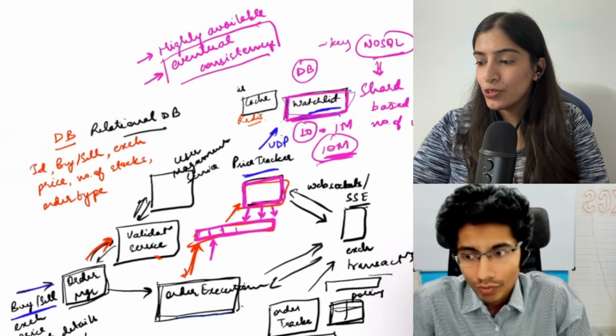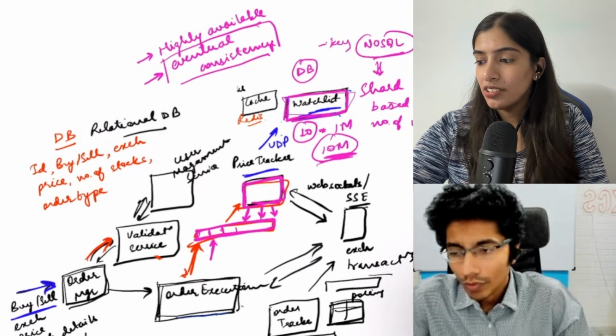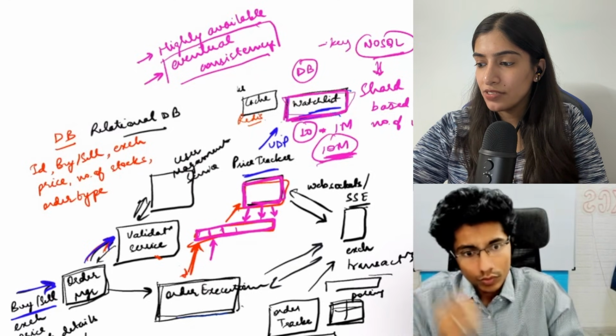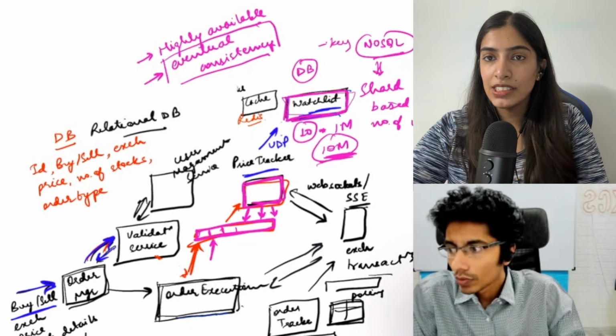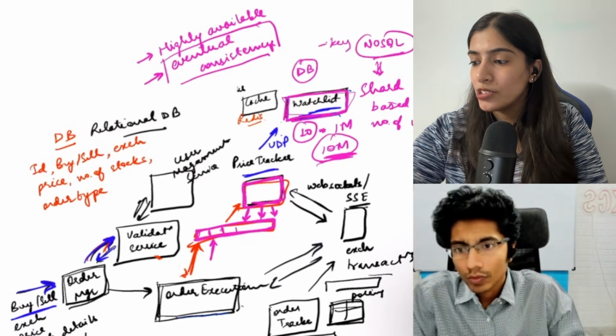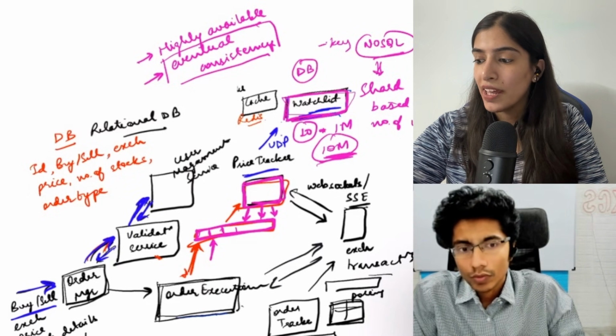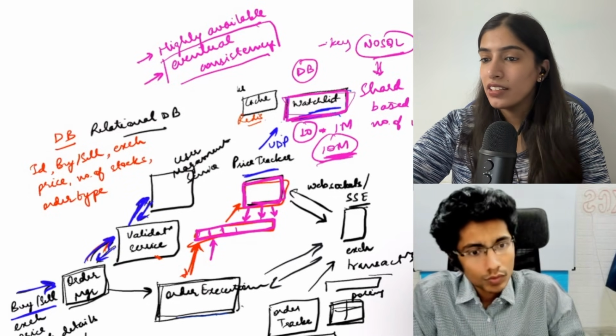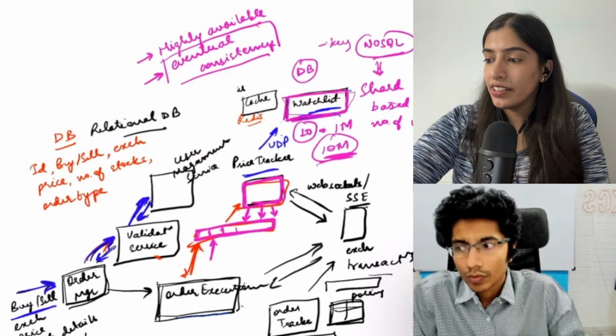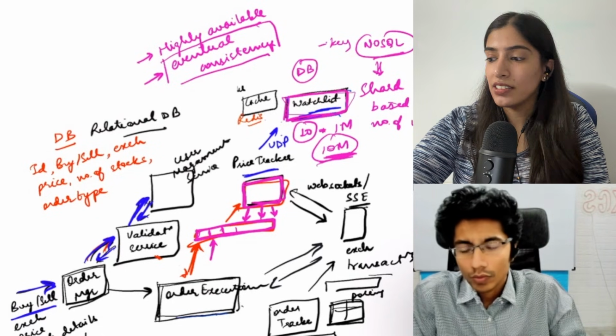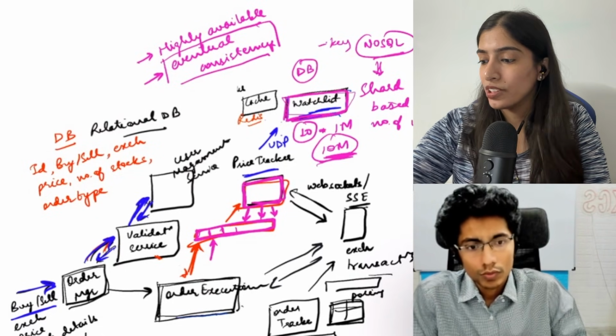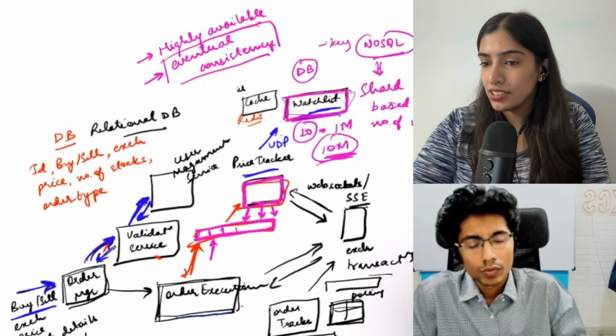So the request goes to the order manager. It goes to the validation service, which tells whether it is possible or not. The validation service is going to talk to the user management service, get all the details, and see if the user has the funds and stocks. Validation service returns the response.